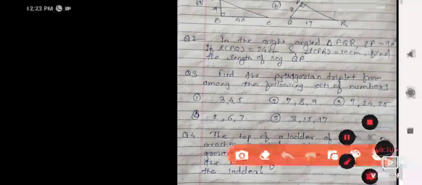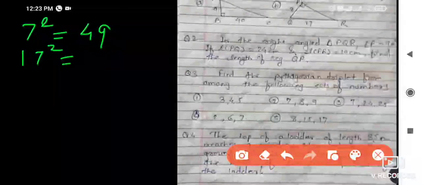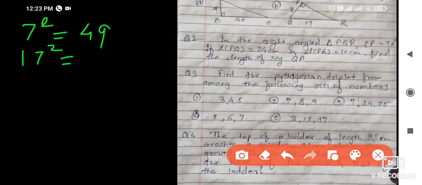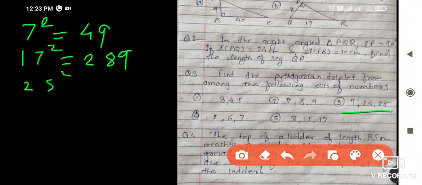Now let's solve question number 3, that is 7, 24 and 25. So here 7 square is 49. Next, you have to learn the squares from 1 to 25. 17 square is 289. Now 25 square is the, and 24 square we have to take here.